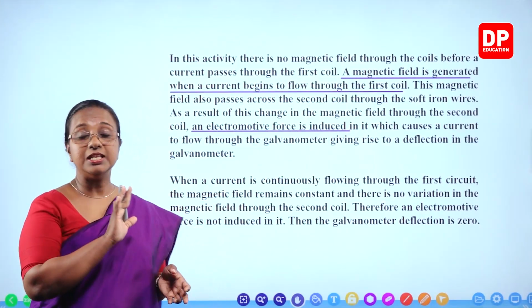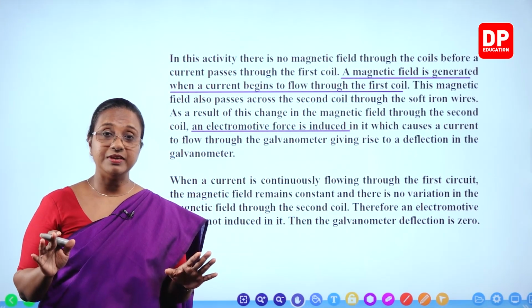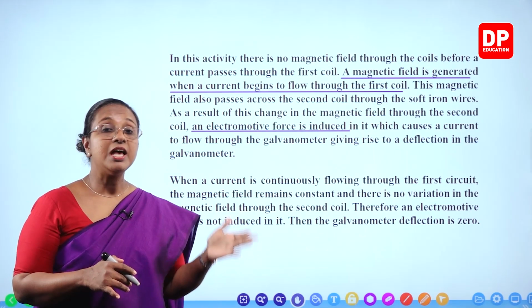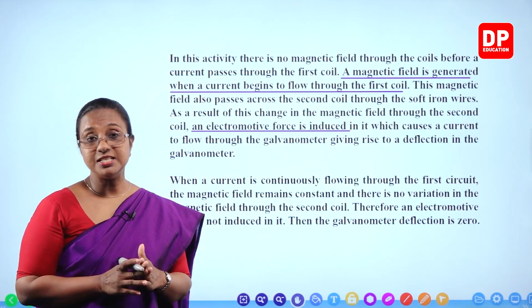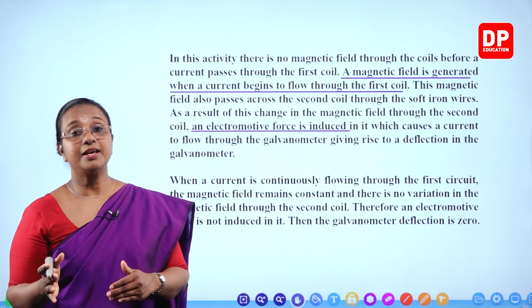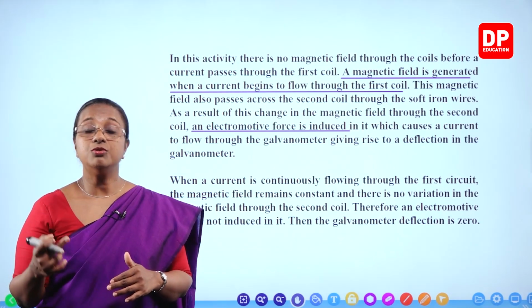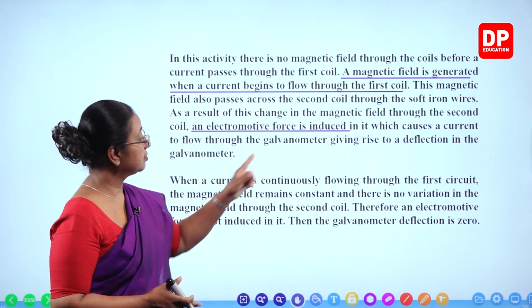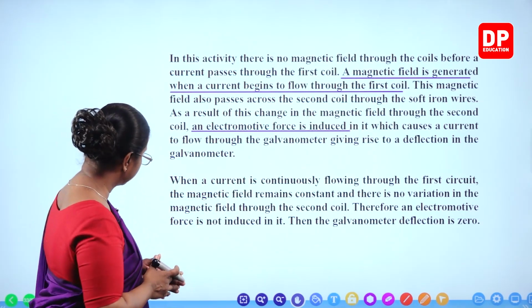So initially in the primary coil there is no magnetic field, but as we supply current there is a magnetic field induced. That induces a change in the magnetic field of the second coil. And there, due to the magnetic field, there is a current flow. That gives rise to the deflection in the galvanometer.